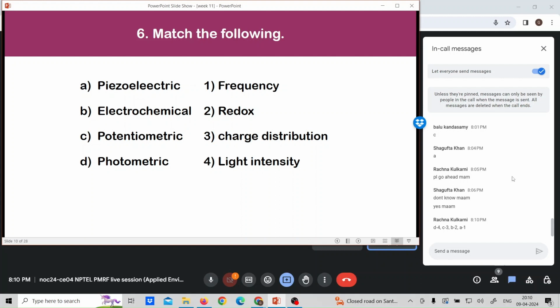Right, it's simply straight. Piezoelectric detects frequency, electrochemical detects the redox reactions that happen. Potentiometric, again, that could be a bit misleading. It measures the electromotive force, where the charge distribution and charge of the system comes into play. And photometric detects the light intensity, as we have discussed enough in the previous questions. So with that, I'll go to the next question.